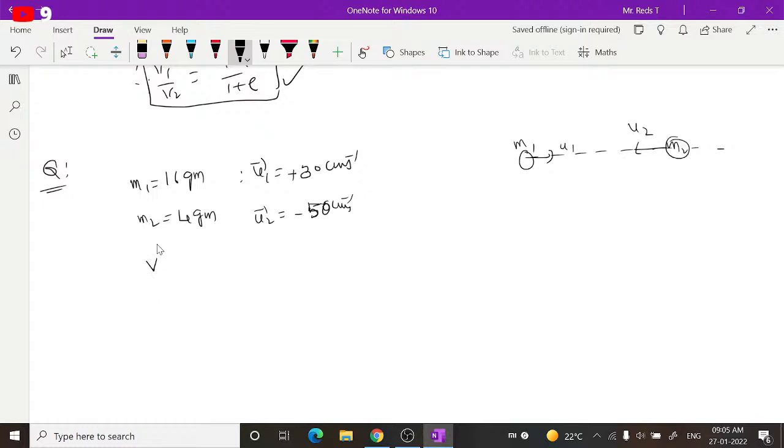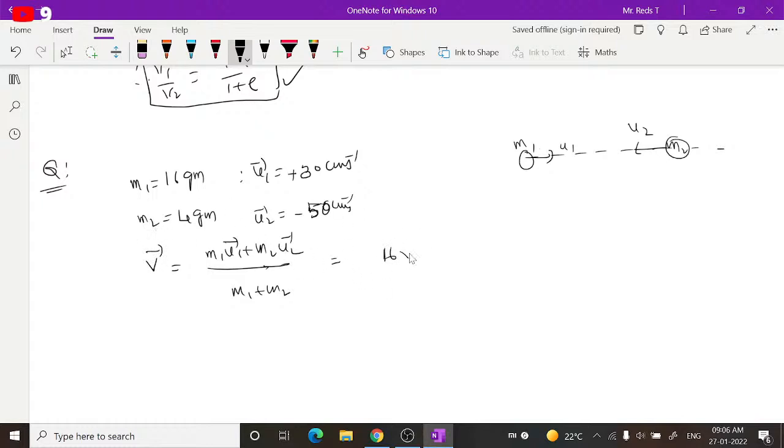We know that according to law of conservation of momentum, m1 u1 plus m2 u2 is equal to m1 v1 plus m2 v2. If v1 and v2 are equal to v, we can write v is equal to (m1 u1 plus m2 u2) divided by the total mass m1 plus m2. So by considering this, you have to calculate this. Try to find this out. What did you get here?